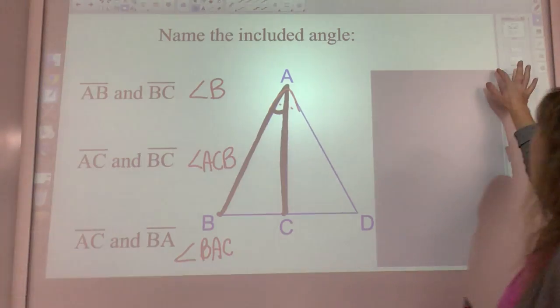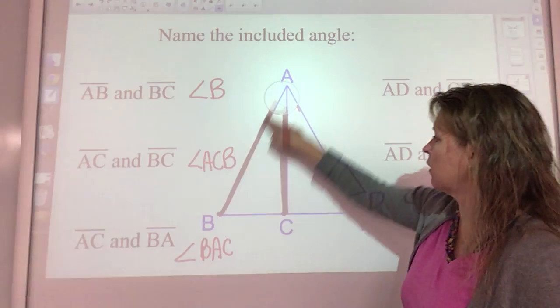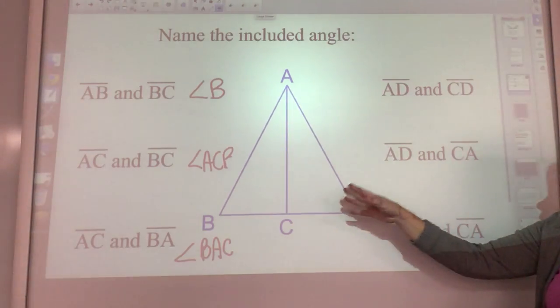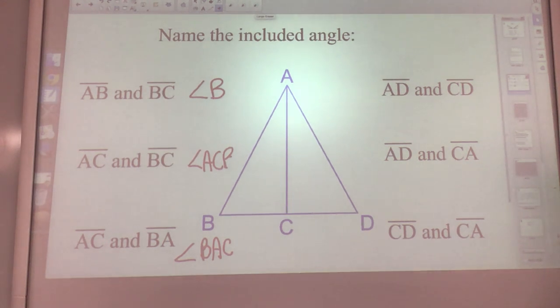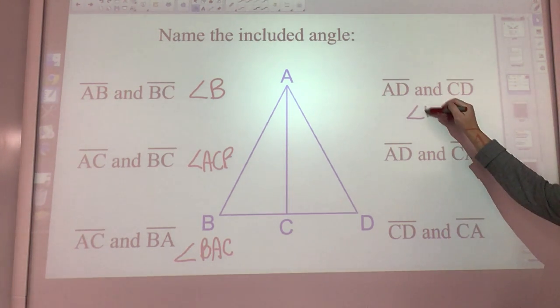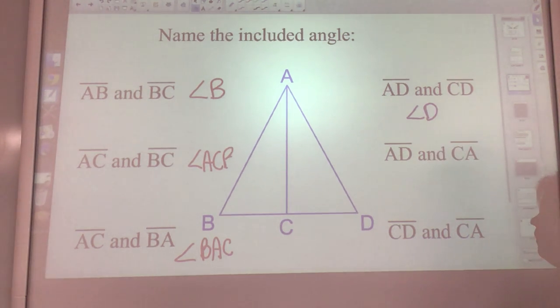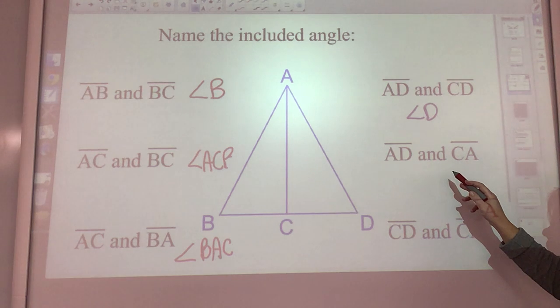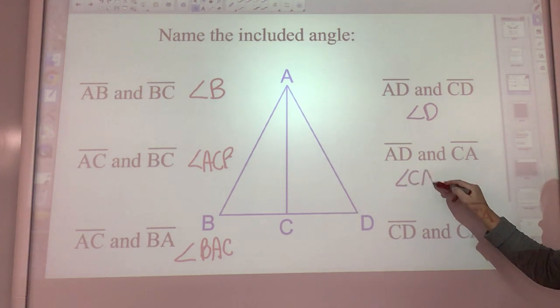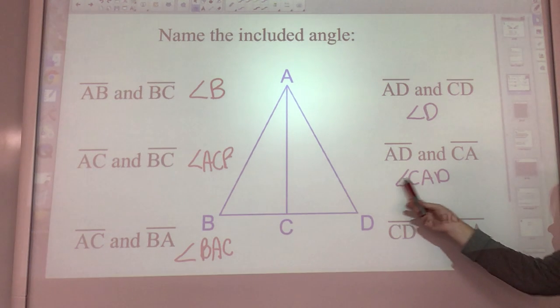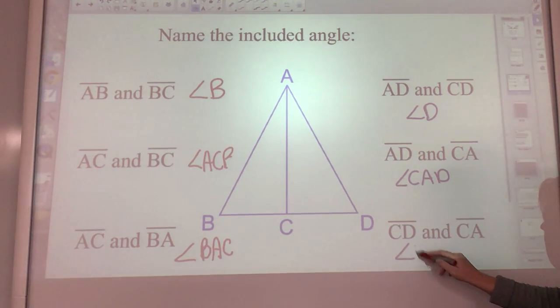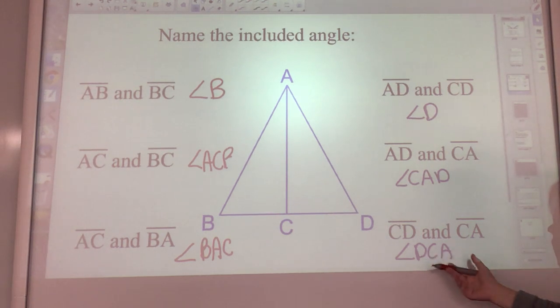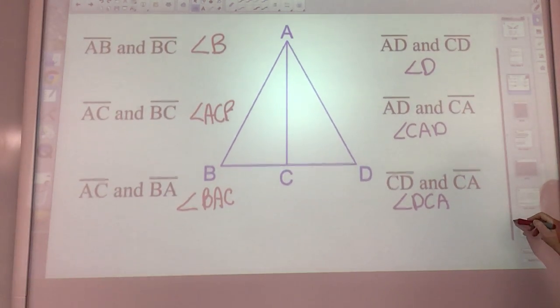All right, you try these three on your own. Pause the video, take a look at this diagram, name the included angle. And then when you come back, check and see if it's right. Okay, you're back. This one should be angle D, and again, just keeping it simple. Second one should be angle CAD, or in reverse, angle DAC. And the third one, angle DCA, or in reverse, angle ACD. Trace the segments, make sure you got those right.